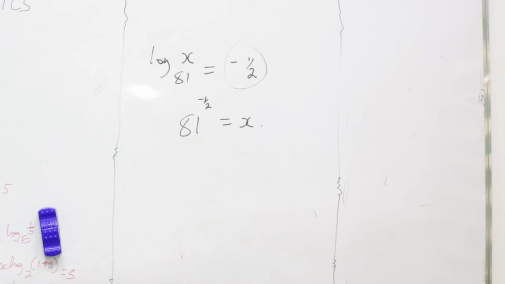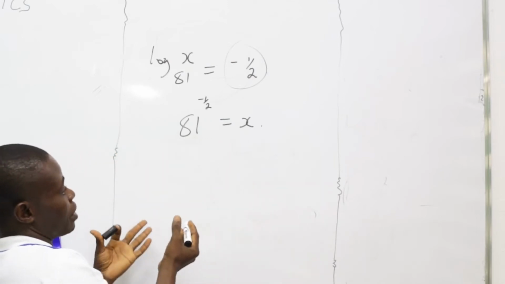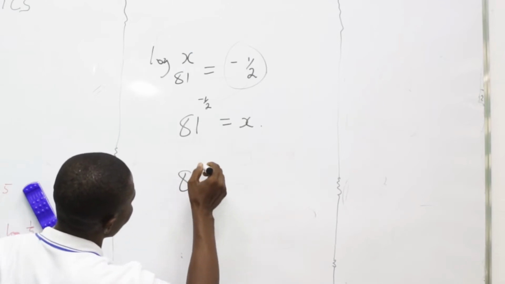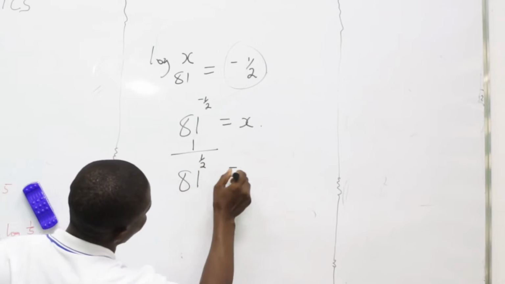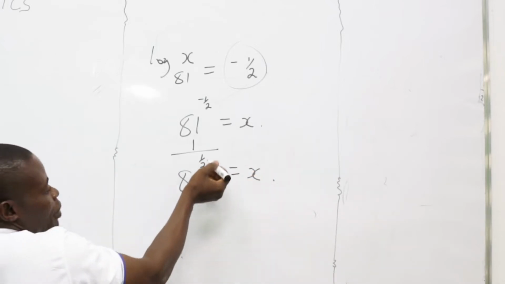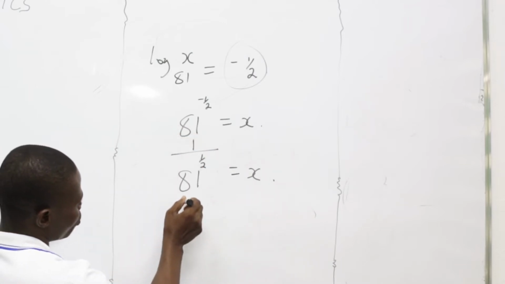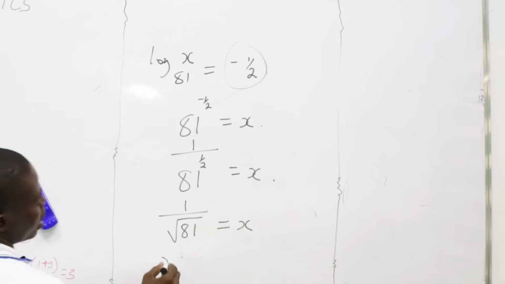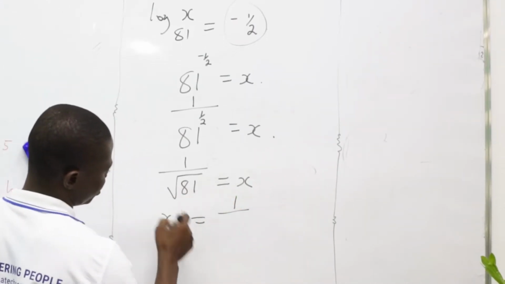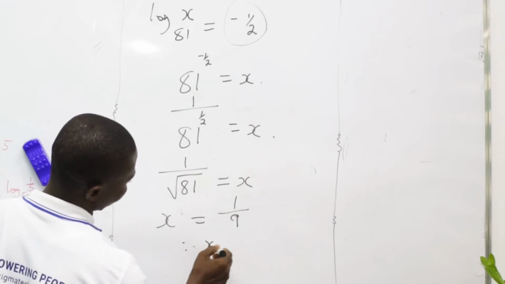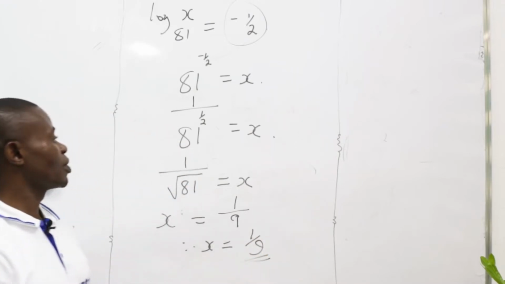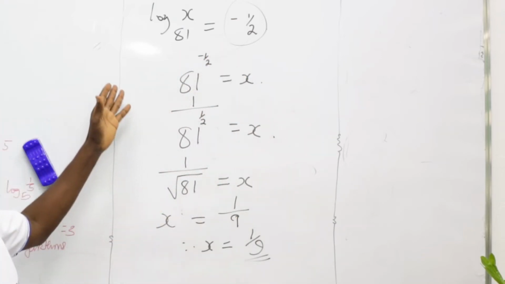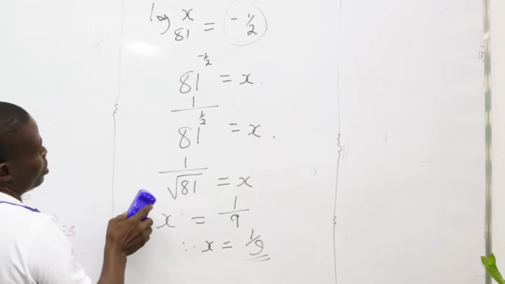From the law of indices, anything raised to the power half means the square root of that particular thing. But the challenge you are having here is a minus sign, meaning you must address it this way: 1 over 81 to the power half equals x. To interpret this according to indices, what do you have now? It means 1 over the square root of 81 equals x. So what do you think is x? 1 over the square root of 81, which is 9. Therefore, x equals 1 over 9. That becomes the answer. So don't be afraid when you see a strange question, a question looking as if it's very important. Go back to your foundation and get the solution.